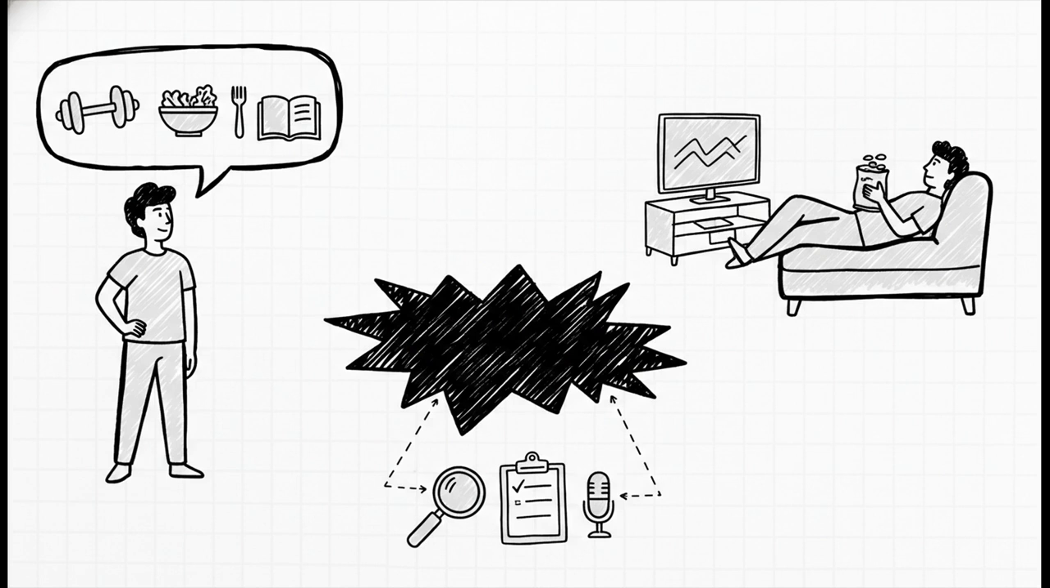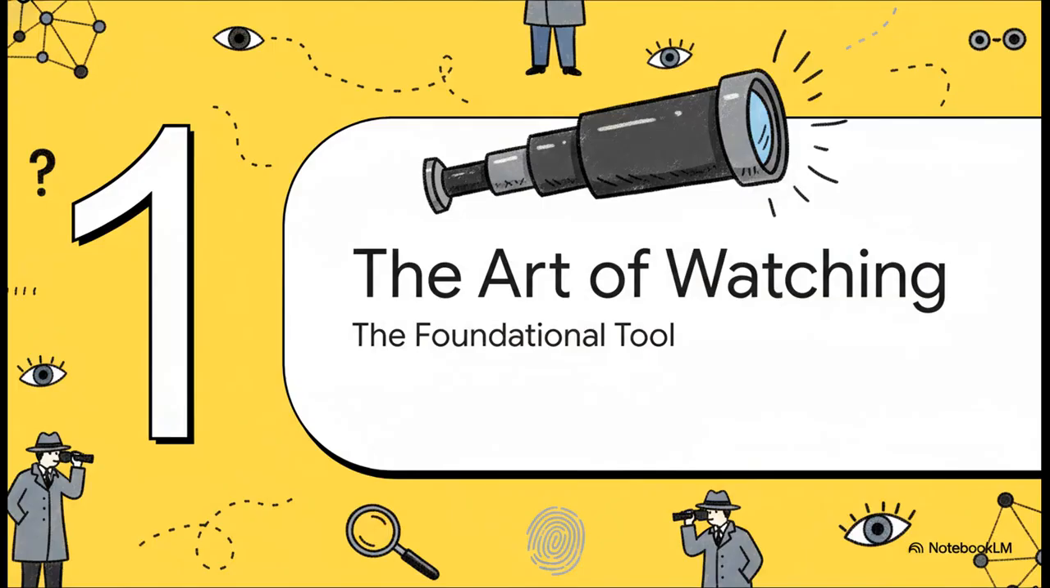So if they can't just take our word for it, how in the world do they get to the truth? Well, it turns out they have this amazing toolkit, and today we're going to pull out the 3 biggest, most important tools they use. All right, first up, the most foundational tool in the entire kit. Before a researcher even thinks about asking a question, they start with something super simple. They just watch.